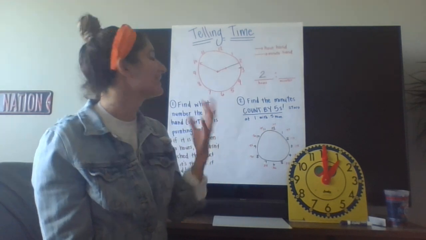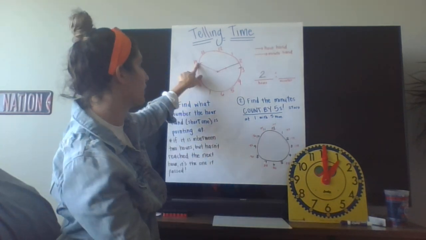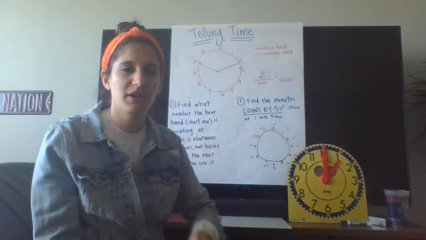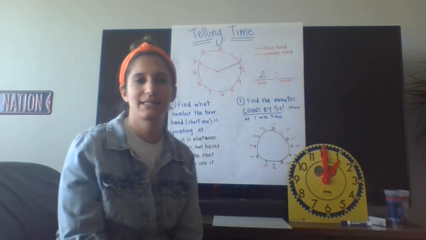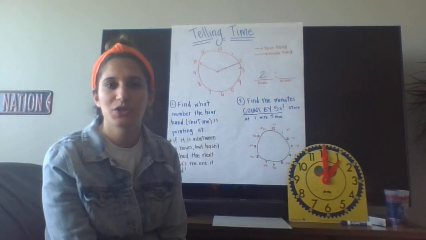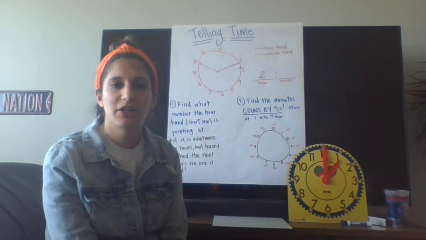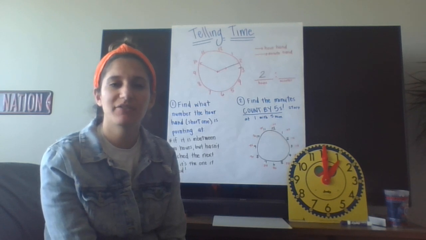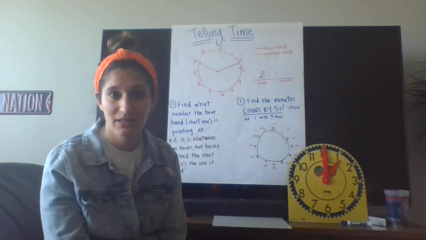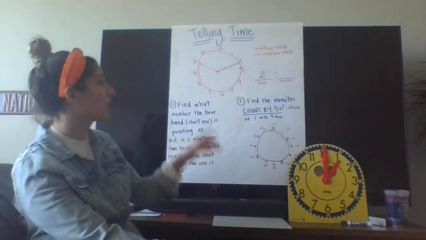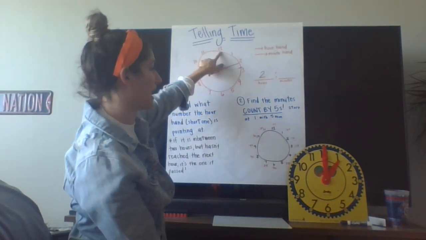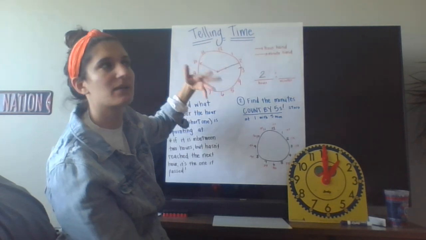Now, this isn't as easy as the hour where we just look where are the minutes pointing. The minutes we have to count by 5. Can you count by 5 with me all the way to 60? 5, 10, 15, 20, 25, 30, 35, 40, 45, 50, 55, 60. There are 60 minutes in an hour. So our clock, when we're counting, we count by 5s all the way to the top, which would be 60, or we call that like 1 o'clock.